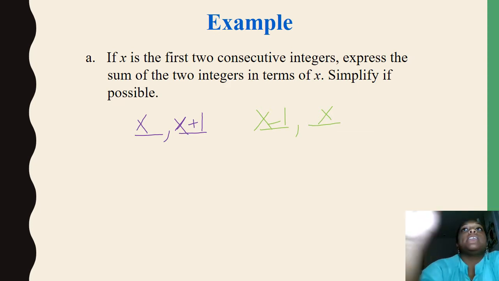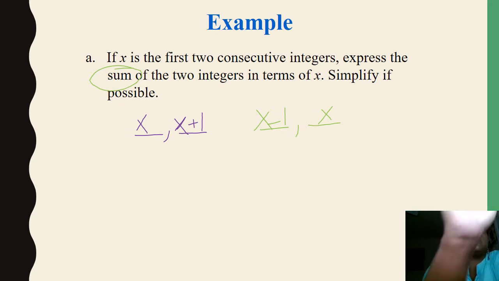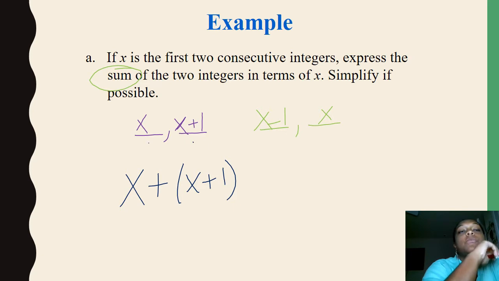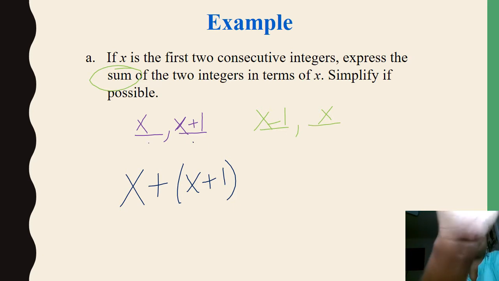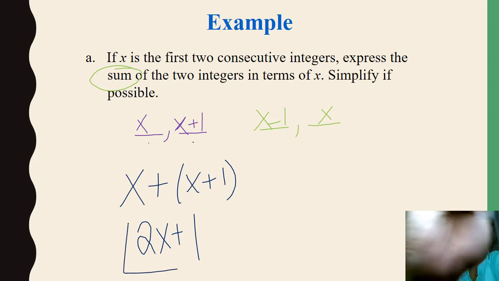So it says express the sum of the two integers in terms of x. So the sum means that I want to add these two numbers together. So I'm adding this number and this number together. So I just have x plus x plus 1, right? And what will that do? Well, I clean it up, and that's going to give me 2x plus 1 would be the sum of it.